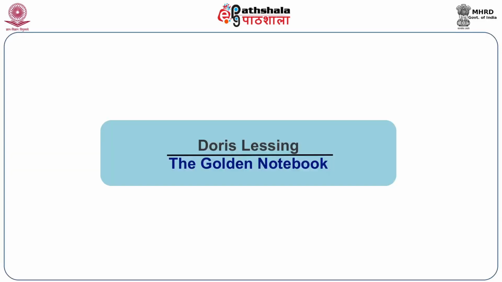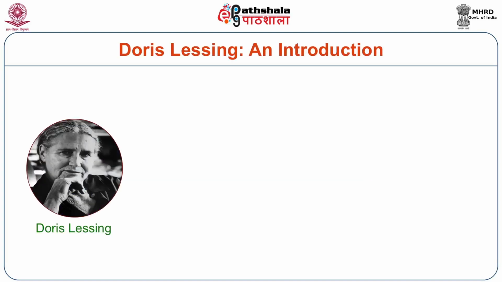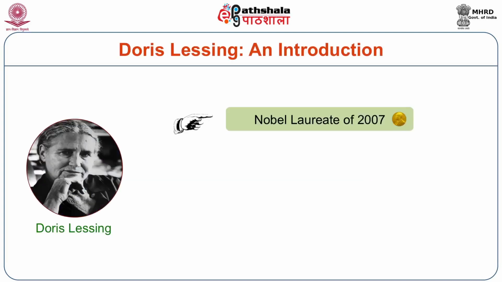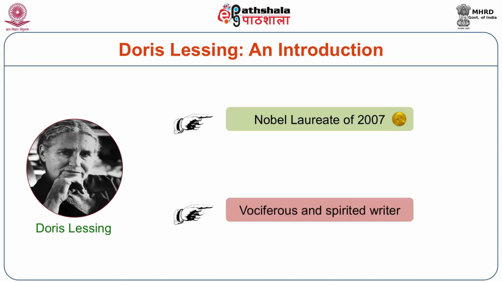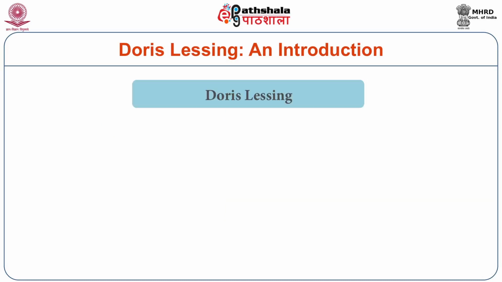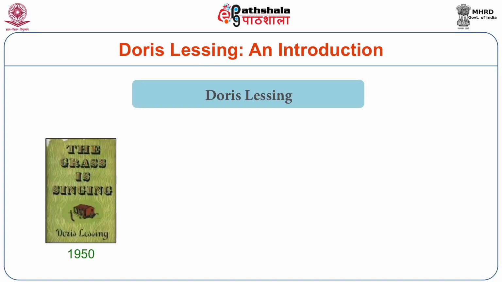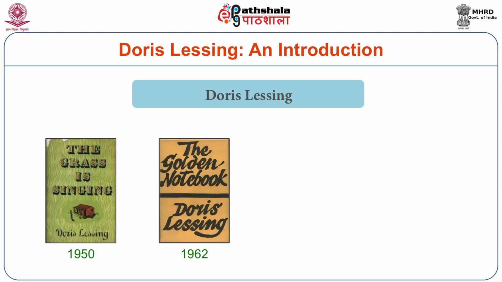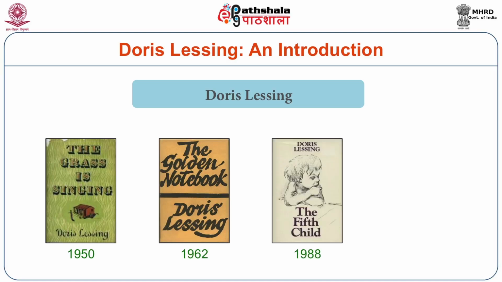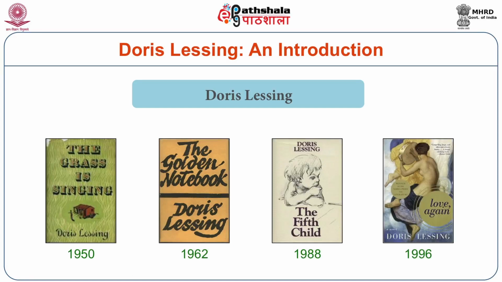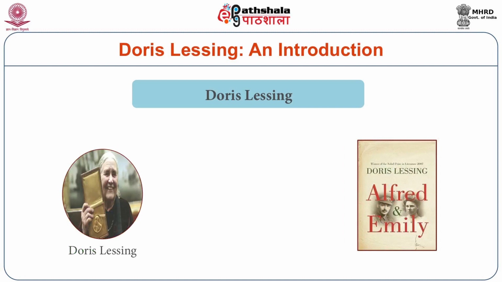In the course on the Introduction to 20th Century Literature, we will be now looking at the module on Doris Lessing's path-breaking novel, The Golden Notebook. Doris Lessing won the Nobel Prize in 2007. She was a very spirited, vociferous writer. Her notable works include The Grass is Singing in 1950, The Golden Notebook in 1962, The First Child in 1988, Love Again in 1996, and the last book that she published was Alfred and Emily in 2008 after she won the Nobel Prize.